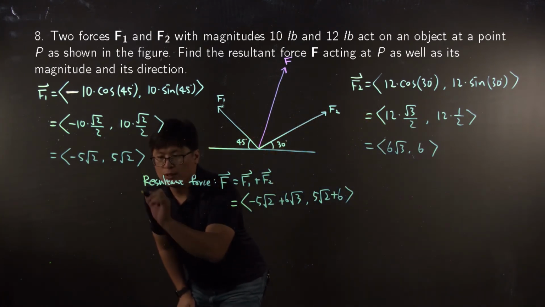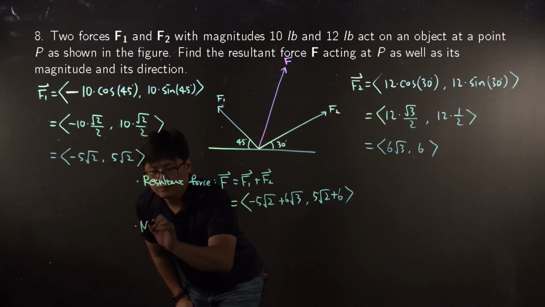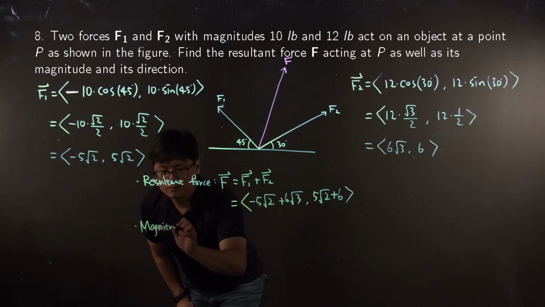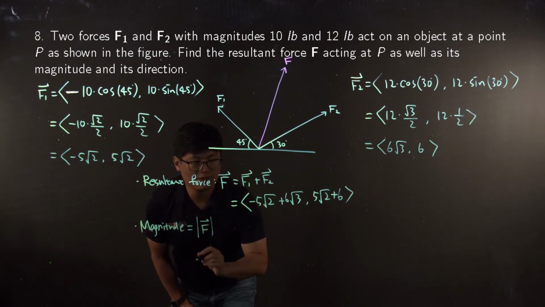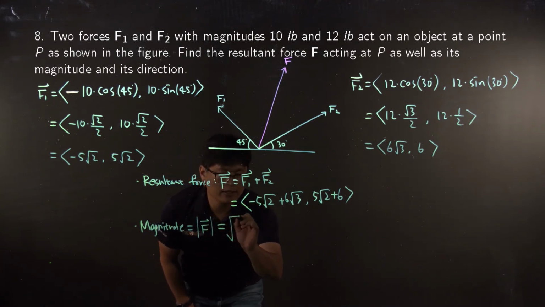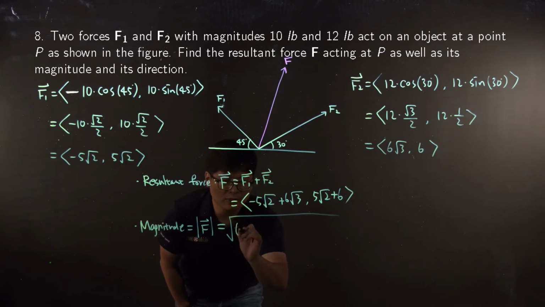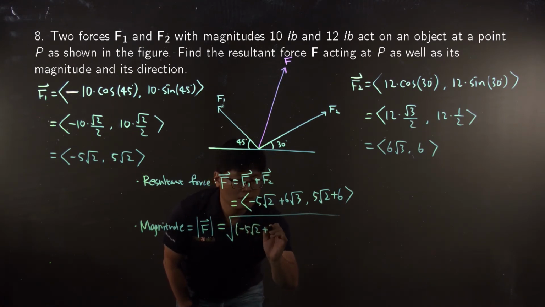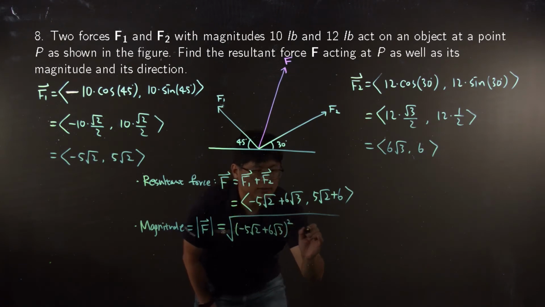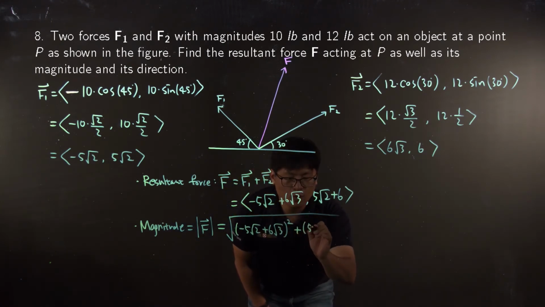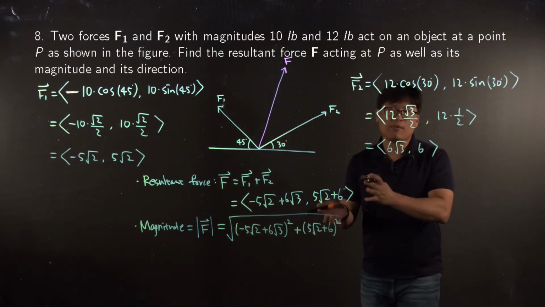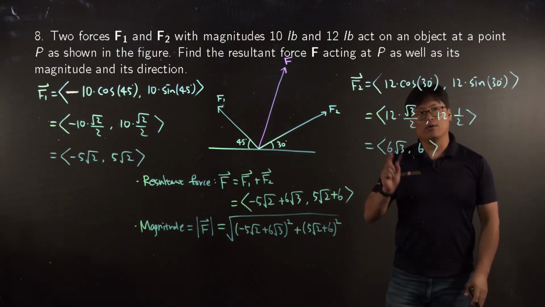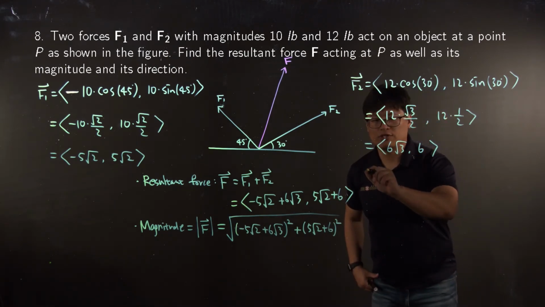Here we go. It is simply the length of the resultant force vector, which can be calculated by the square root of the x component squared plus the y component squared. That's it. But unfortunately, there's no way to calculate this by hand. We can simplify a little bit, but we are not going to do that. Now, let's talk about one more thing, which is direction.